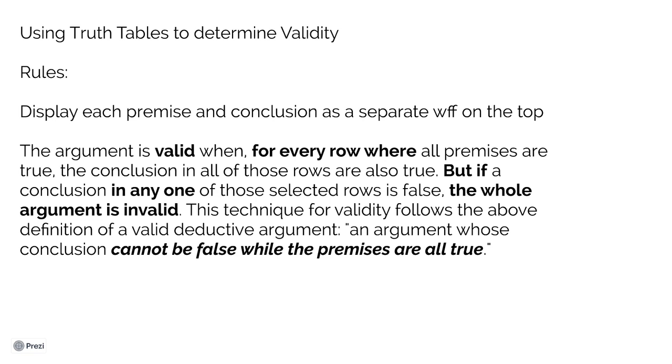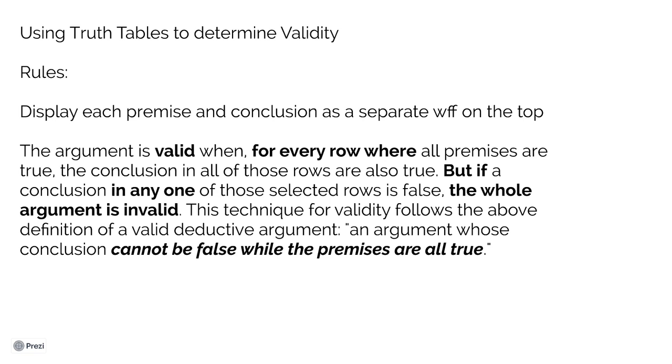order to determine validity. An argument is valid when, for every row where all premises are true, the conclusion in all of those rows is also true. But if the conclusion in any one of those selected rows is false, then the whole argument is invalid. At that point, it will not matter what we might have found in other rows.